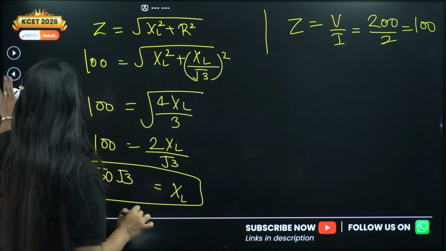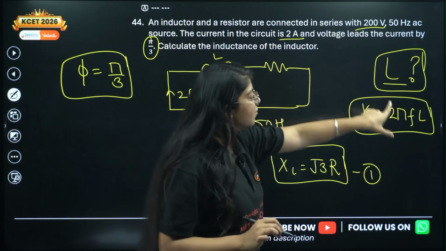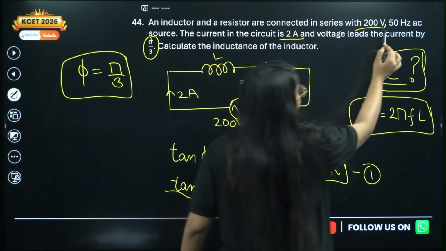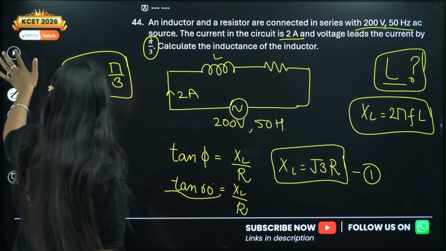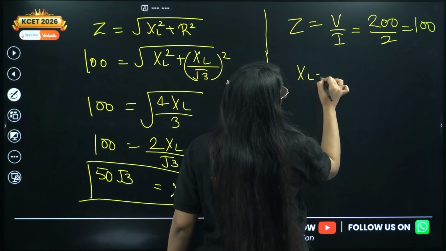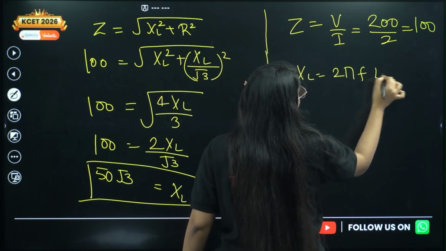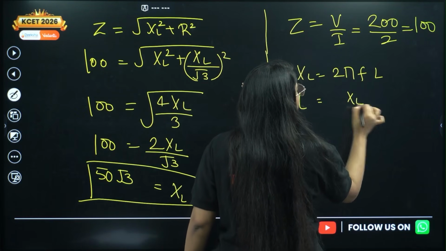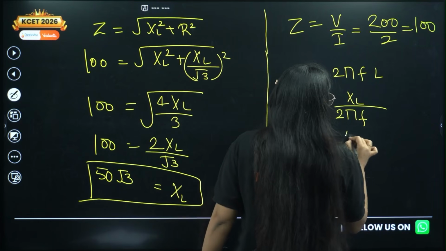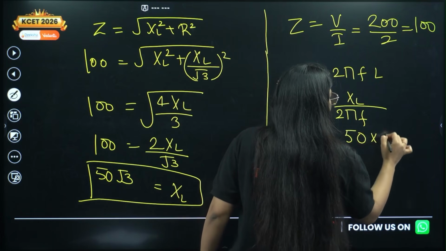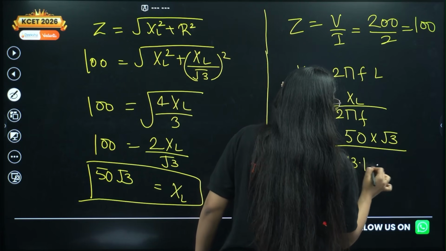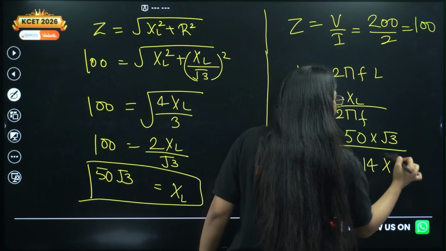Okay, now we know we have to find L from this formula. XL we have. Frequency is also given, that is 50 Hertz. So we'll just put the value of XL in that formula. XL equals 2 pi F into L. L will be XL divided by 2 pi F. XL is 50 into root 3, divided by 2 into 3.14 into 50 Hertz.